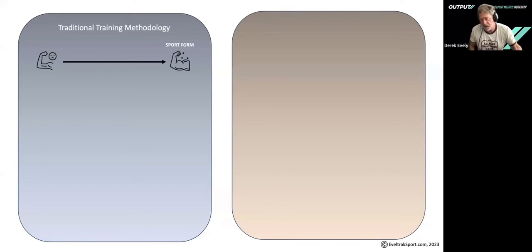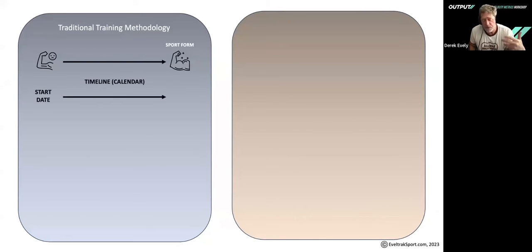So this is a different system. And when we compare it to traditional training methodology, I just think it's important to put the two side by side and go through this so you can really get a clear picture of how it's different. With a traditional training methodology, we all want the same thing, which is to take an athlete that's not in sport form and put them into sport form. Whatever that means, whatever sport it is, however you do it. Traditional training methodology, that's the goal.